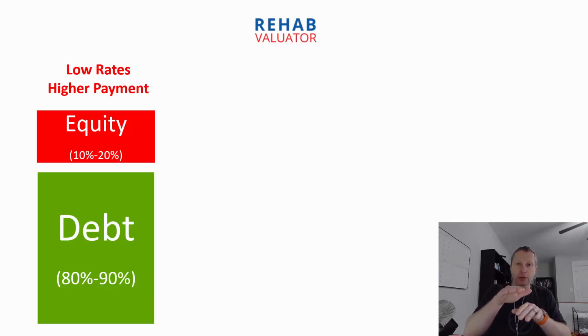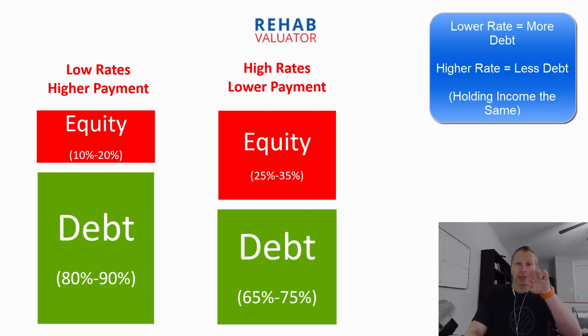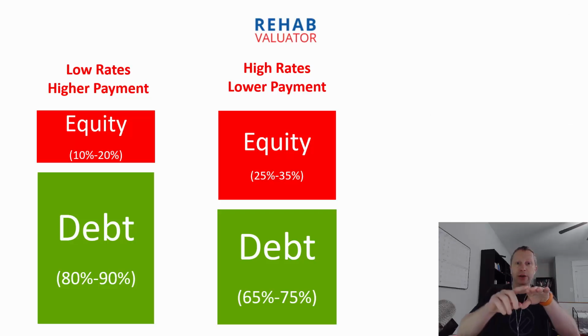When interest rates are low, the same payment equals a higher amount of debt before you hit that debt coverage ratio, which means your leverage goes up. You can borrow more and you need less equity. As interest rates rise, the same dollar amount at a higher interest rate equals a lower debt amount. So debt goes down, leverage goes down, and how much cash you need to bring to the deal for the same deal goes up. Equity goes up, debt goes down as rates increase.